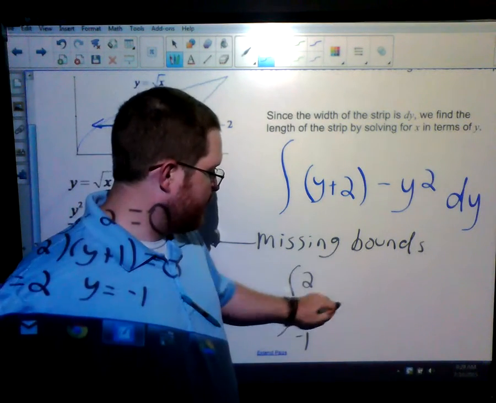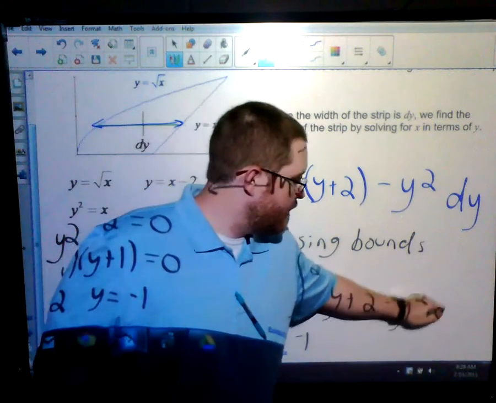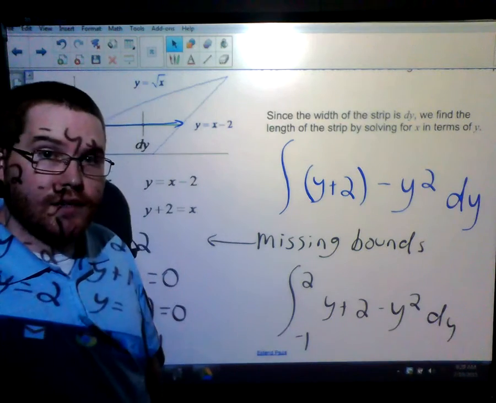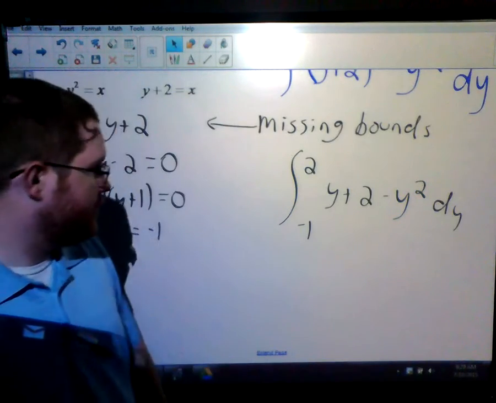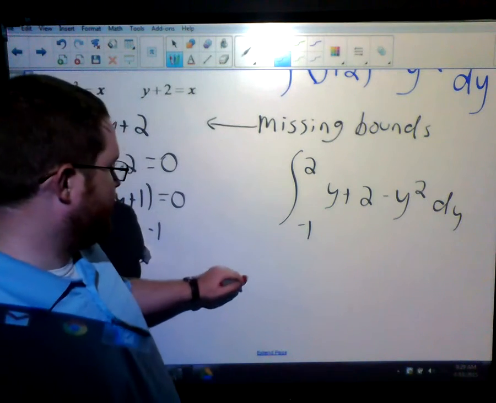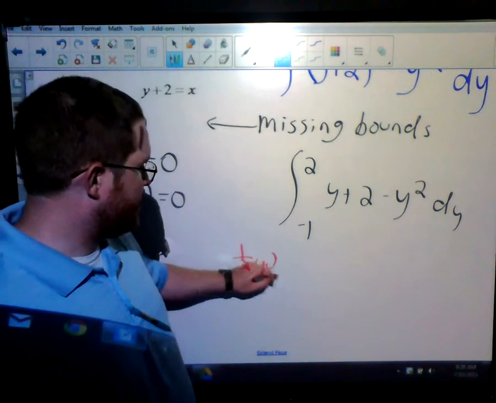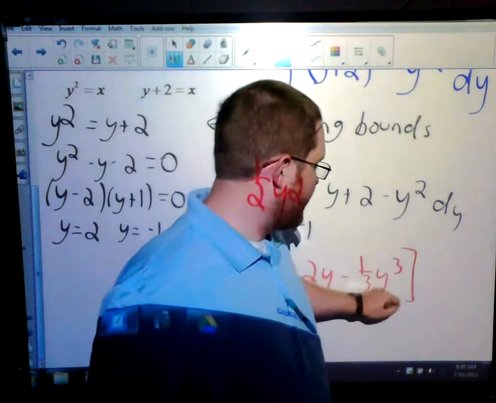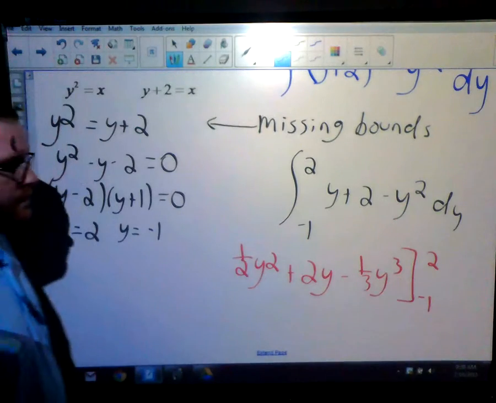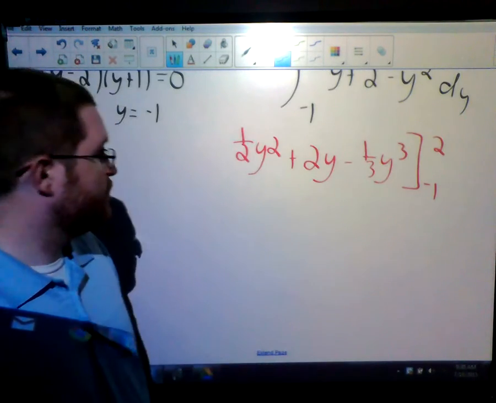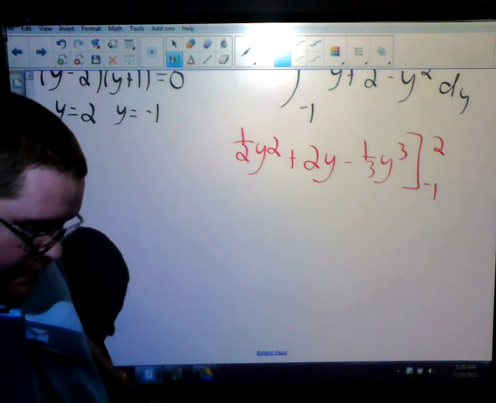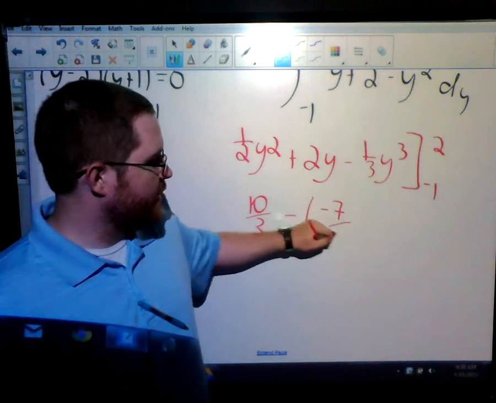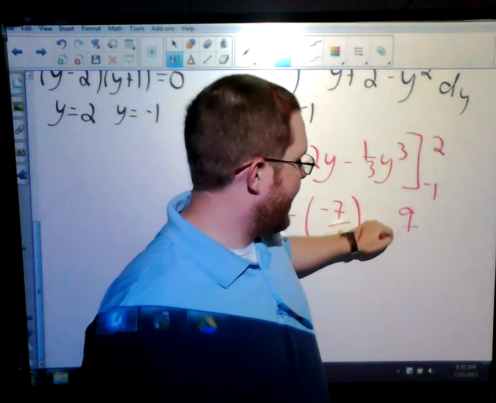This is the integral of y plus 2 minus y squared dy. And that problem should look familiar. It's the same problem we just did, but with y's instead of x's. So let's integrate. This is 1/2 y squared plus 2y minus 1/3 y cubed, evaluated from negative 1 to 2. If you plug in the 2, you're going to get 10/3. Minus, plug in the negative 1, you're going to get negative 7/6, which is again 9/2.